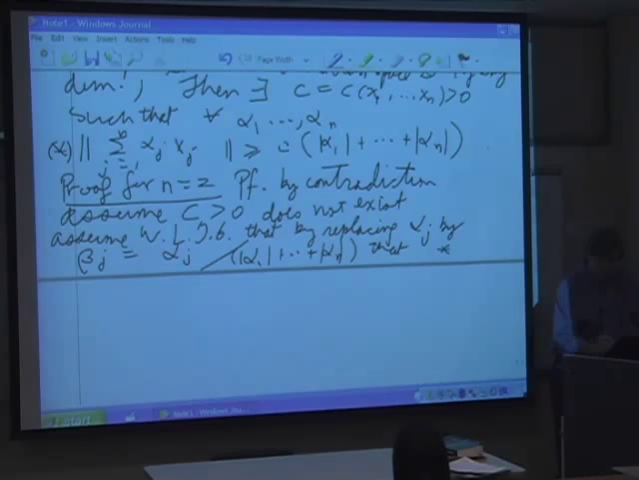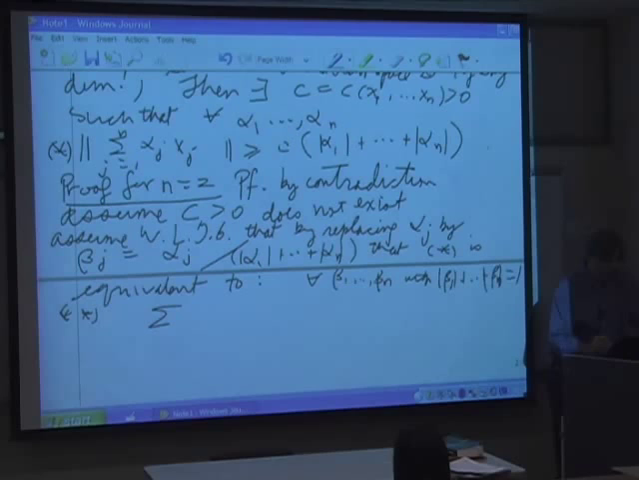That the original star is equivalent to this double star: for all beta 1 through beta n, with beta 1 plus and so on plus beta n equal to 1, there holds double star, the norm of summation beta j xj is greater than or equal to c times beta 1 plus and so on plus beta n.